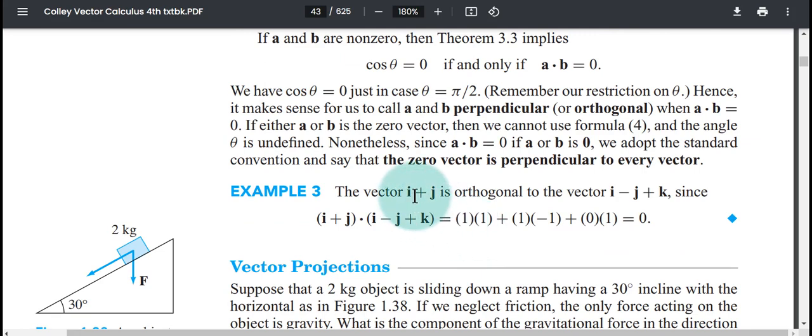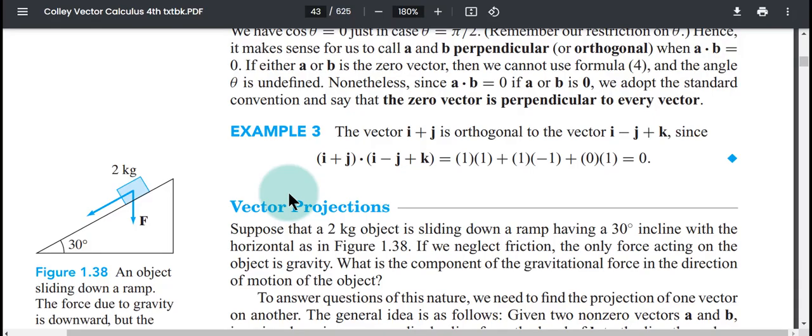So as an example, we didn't see this example before, but if we take the vector i plus j, so notice it doesn't have any k component, so it's only in the xy plane, and then this vector, and we do the dot product, we get that the dot product gives us 0 if we check it out. Then what do we say about these two vectors? We say they're orthogonal or perpendicular.